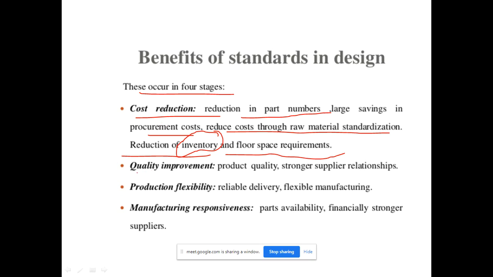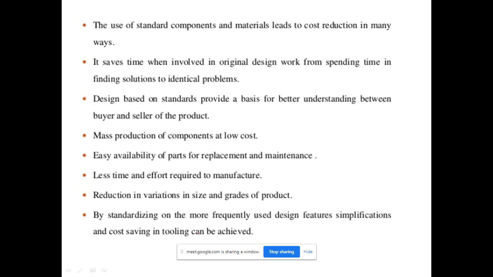Next is the quality improvement. You as a manufacturer, as a designer, must give very much priority to the quality of the product, so that it is widely accepted by the customers. Next, production flexibility: reliable delivery, flexible manufacturing. Manufacturing responsiveness means parts availability and financially strong suppliers. These are all the benefits of standardization in designing.